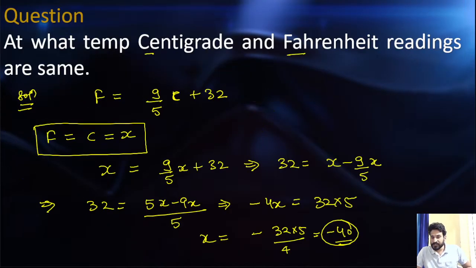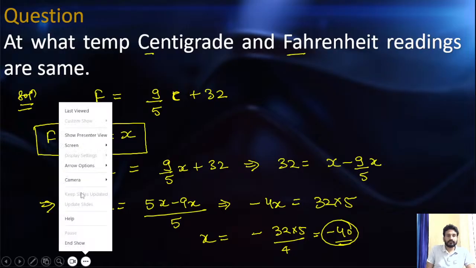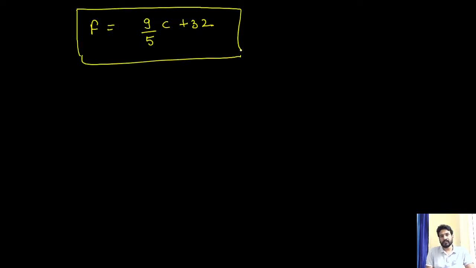After that, this is the question, and Muhammad, you have the problem in this question. So let's discuss this question. We have a formula F is equal to 9 by 5 C plus 32, right? This is the basic formula for the conversion from Fahrenheit to Celsius or Celsius to Fahrenheit, right?